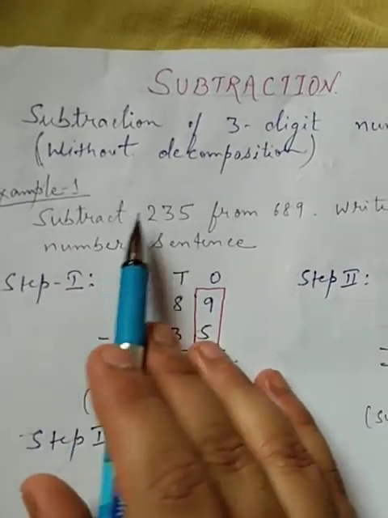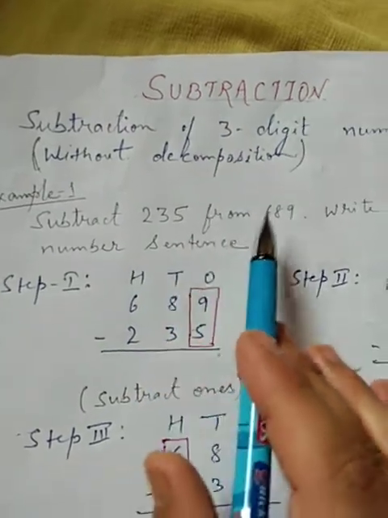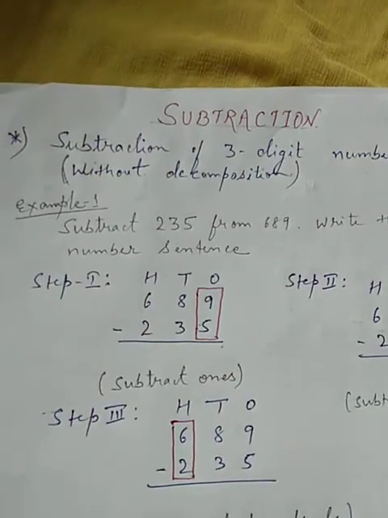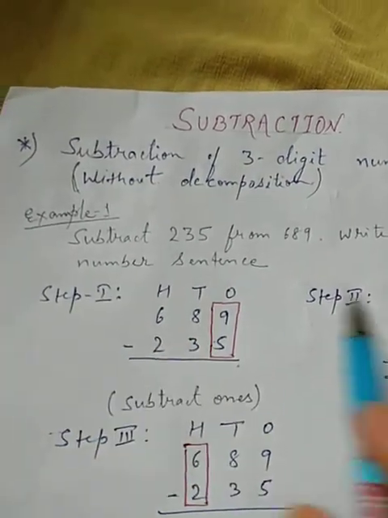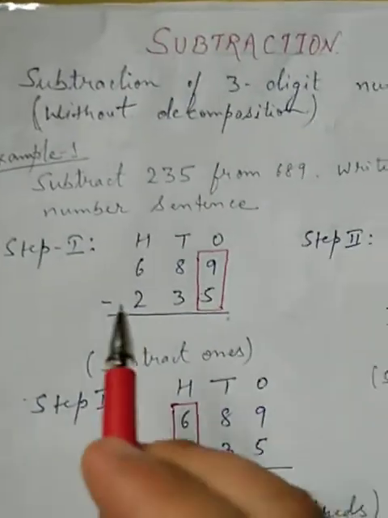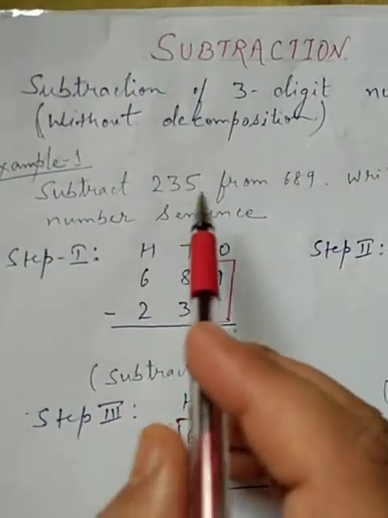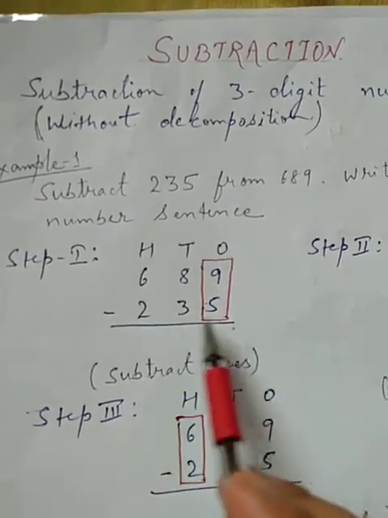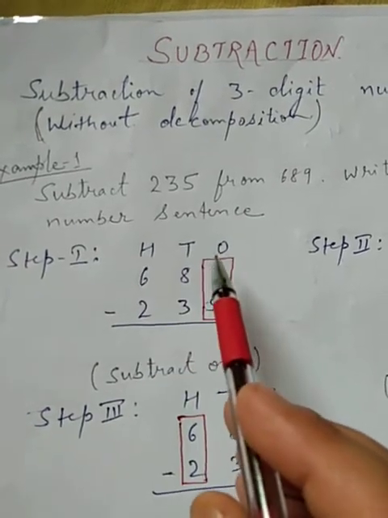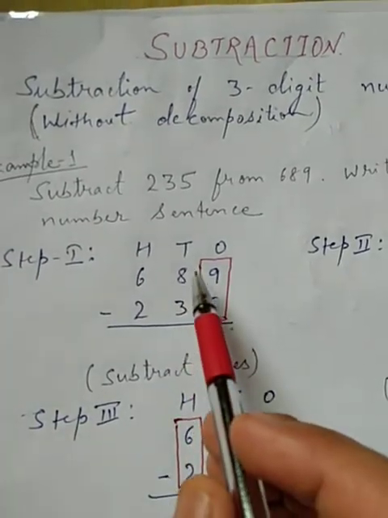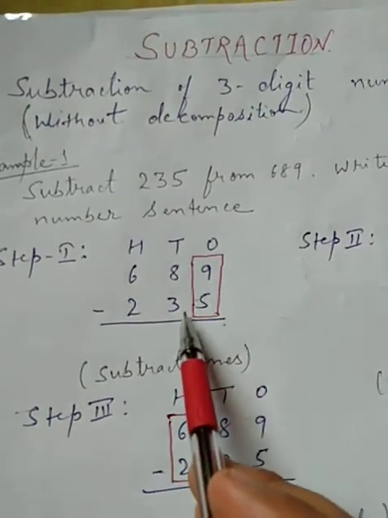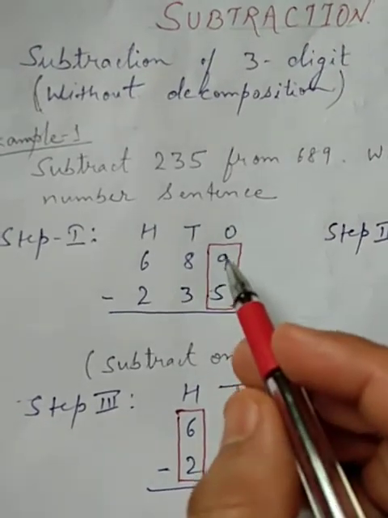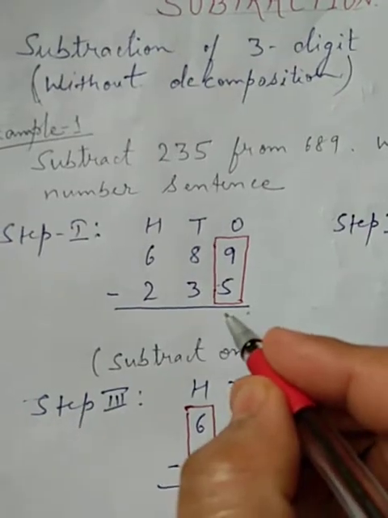We have to subtract 235 from 689, and also we have to write the number sentence. So we will solve it stepwise. In our first step, we will arrange these two numbers in hundreds, tens, and ones format according to their place value. The bigger number will be written first and the smaller number will be written below. First of all, start with ones place. So 9 minus 5 will give 4.